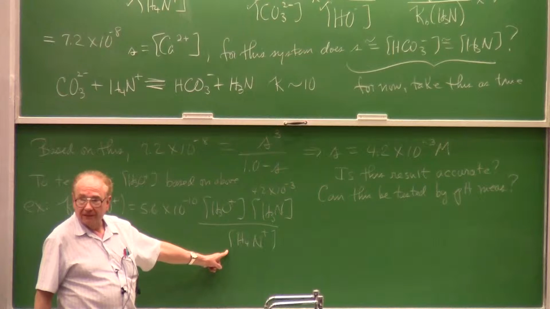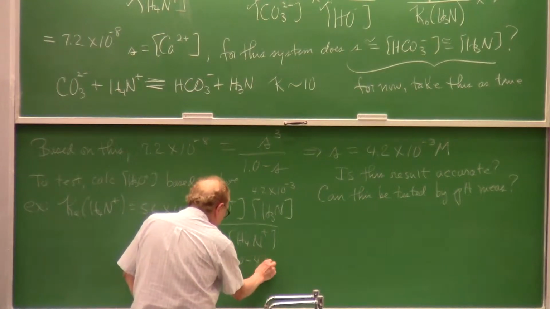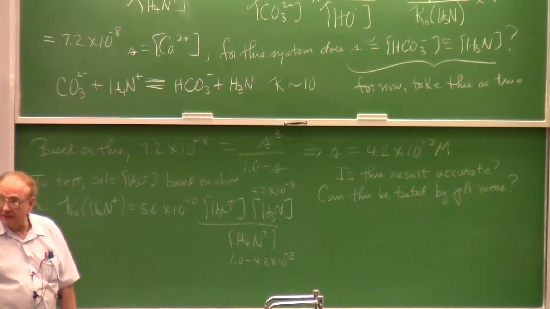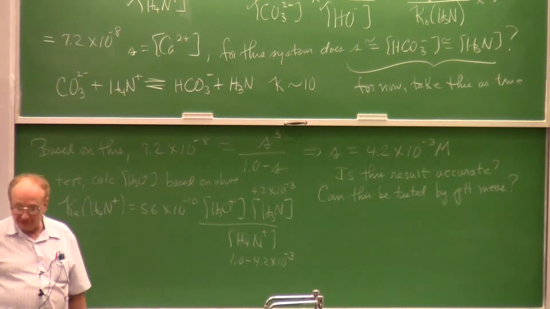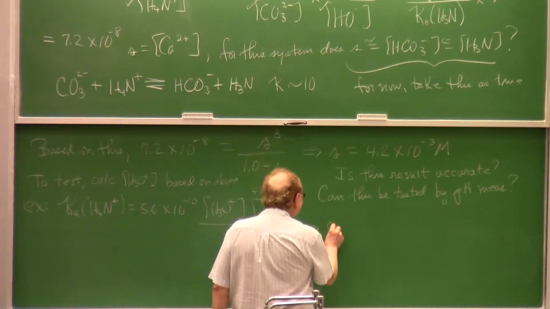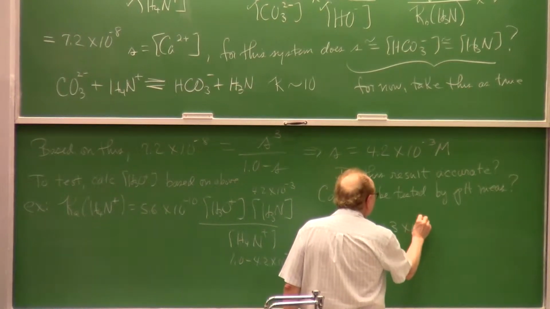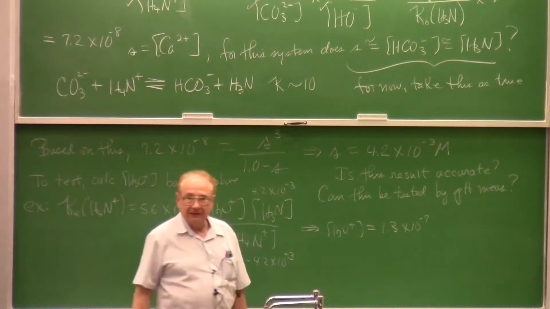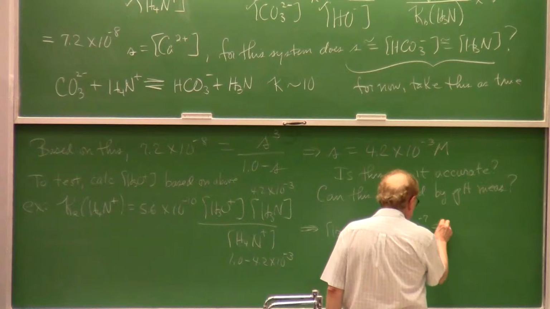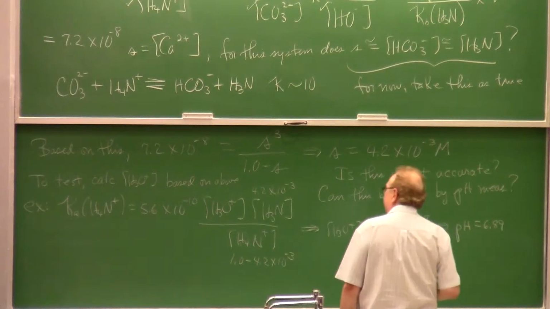What's this? How many unknowns we got now? 1. And so now we'll do the arithmetic. .3 times 10 to the minus 7, for which pH is 6.89.